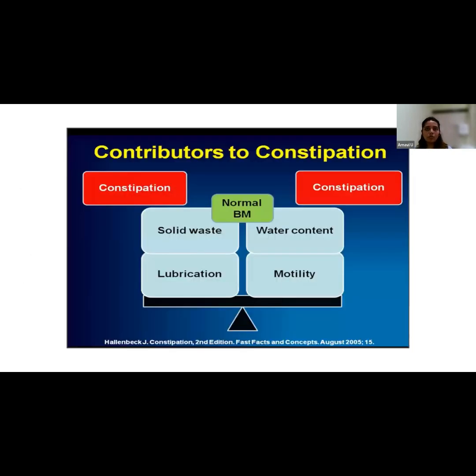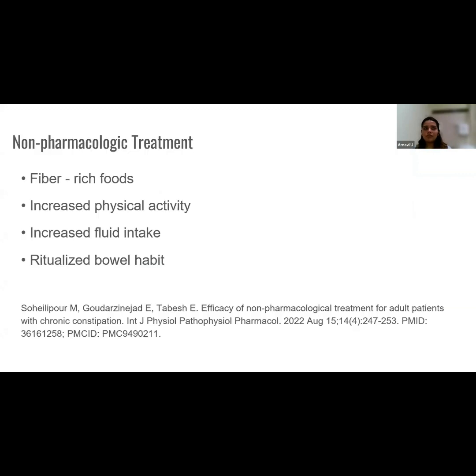Now, for a normal bowel movement to occur, there needs to be solid waste, water content, lubrication, and motility. So if any of the four things get disturbed, it can lead to constipation. So coming to the non-pharmacological treatment as the next step, we would advise more fiber-rich foods, increased physical activity, increased fluid intake, and ritualized bowel movement.